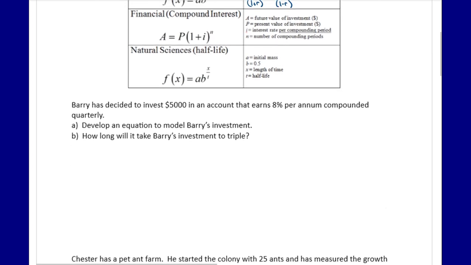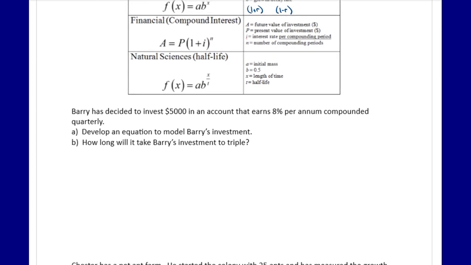So Barry has decided to invest $5,000 in an account that earns 8% per annum compounded quarterly. A, we want to develop an equation to model this, and B, how long will it take for his investment to triple? So the 8% per annum means 8% per year. And compounded quarterly means we're gathering the interest four times a year, so we collect interest 4 times, every 3 months.